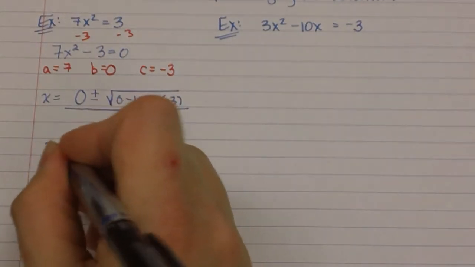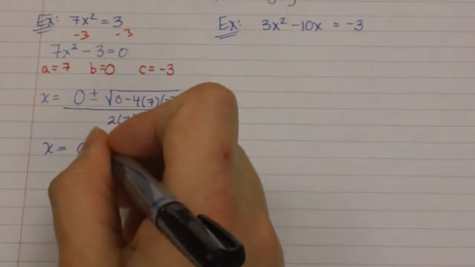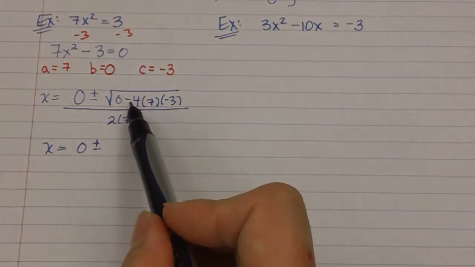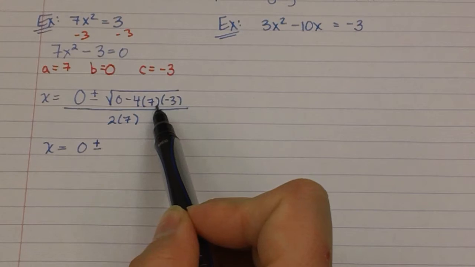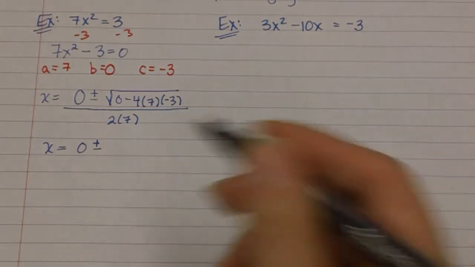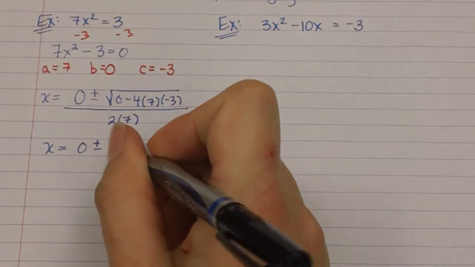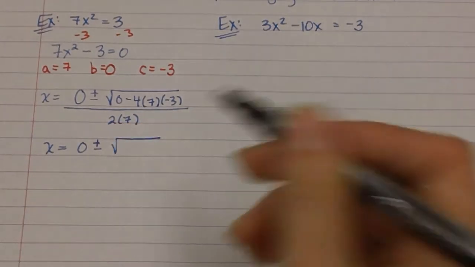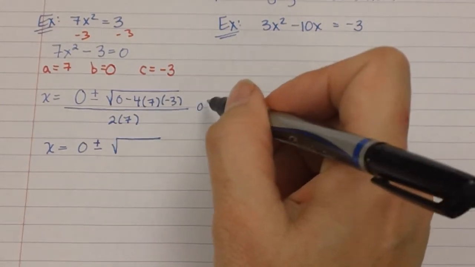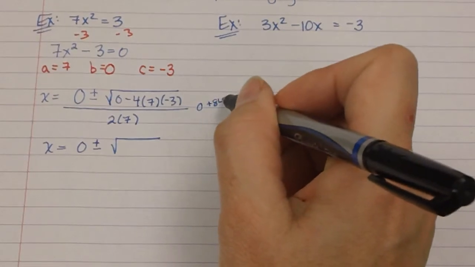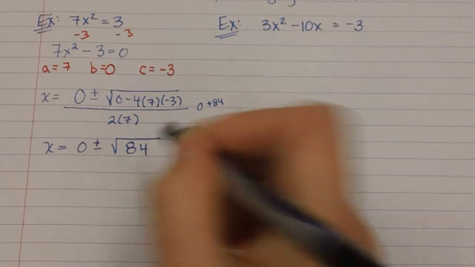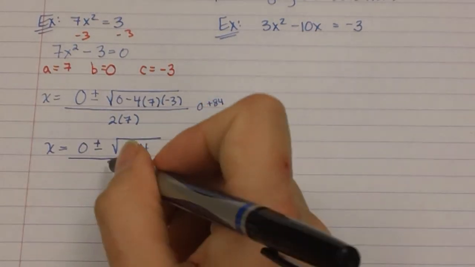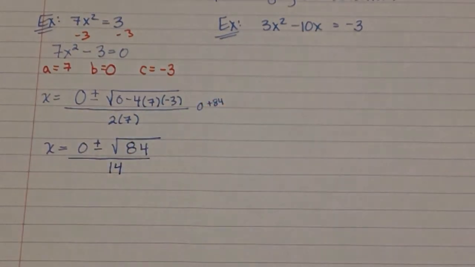So we're going to work through the discriminant, simplifying that. So we have 0 plus or minus. We have negative 4 times 7, which is negative 28. And then negative 28 times negative 3 happens to be positive 84. So we really have 0 plus 84 in the discriminant. I'll just simplify that to 84, and then all divided by 14.